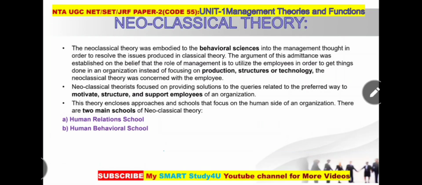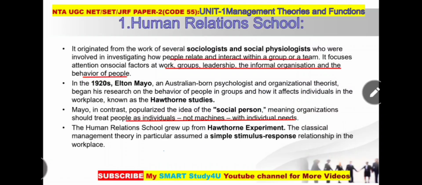Next is neoclassical theory. The writers of neoclassical theories focused only on behavioral science, concerned with motivation, structure, and support of employees of an organization. It is to resolve the issues in classical theory. There are 2 main schools: human relations school and human behavior school. First is human relations school. Human relations school was developed by Elton Mayo in 1920.